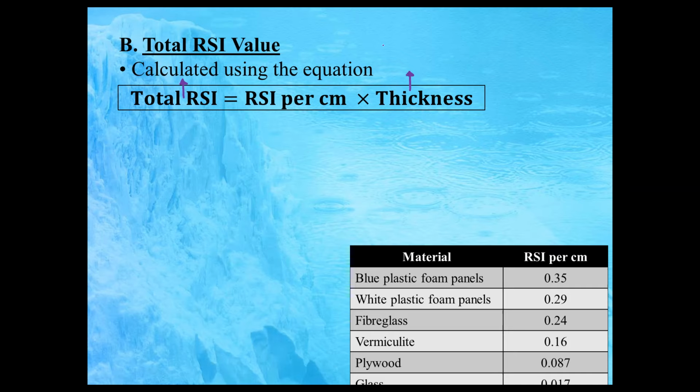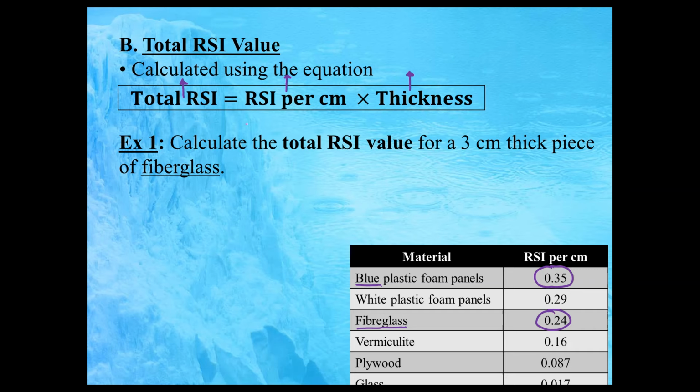And again, that's why people tend to use triple panes of glass compared to double, because if you increase the thickness of glass, you can actually increase the total RSI value. The other thing is, if you don't want to increase the thickness, you could choose a material with a better RSI per centimeter. So that might be like choosing blue plastic foam panels in comparison to fiberglass, because the RSI value per centimeter is 0.11 larger for the blue plastic foam panels in comparison to the fiberglass. But anyways, let's work through some calculation problems here.